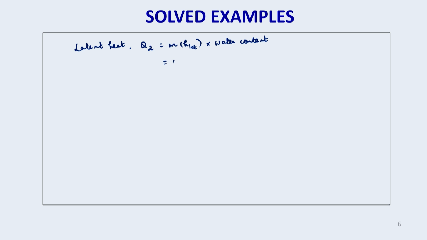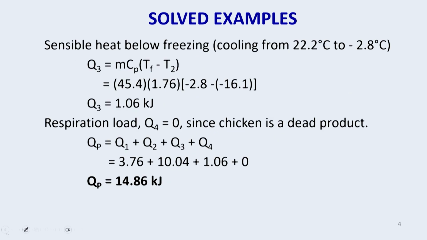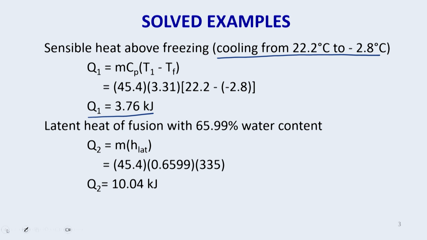This is equal to 45.4 into 225.6 into 65.99 percentage, that is divided by 100, which is nothing but 0.6599. So when we calculate, we get the latent heat load. This is the latent heat of fusion with 65% of water content.